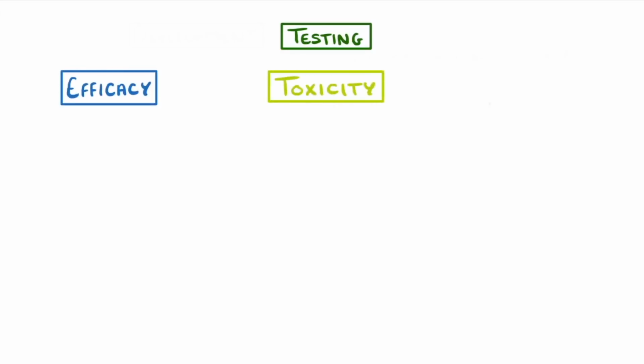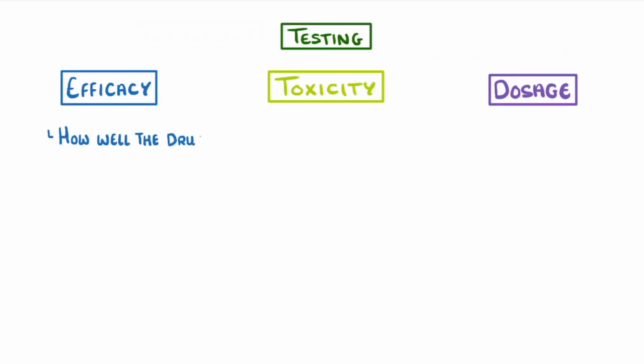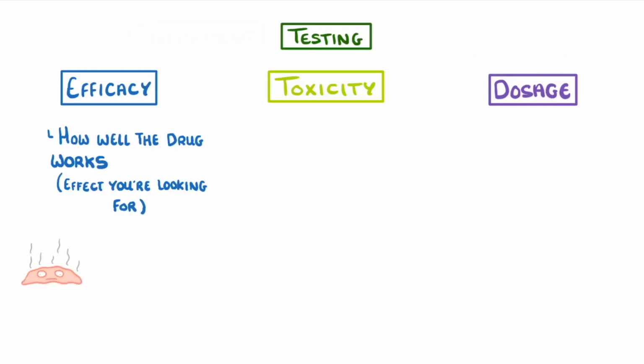Regardless of how you find it, though, once we have a substance that we think could potentially be a new drug, we need to start testing it. There are 3 main things to keep in mind when testing drugs: efficacy, toxicity, and dosage. Efficacy is how well the drug works, so how well it produces whatever effect you're looking for. For example, how good is an antibiotic at killing bacteria? Or how well does a pain relief medication reduce your pain?